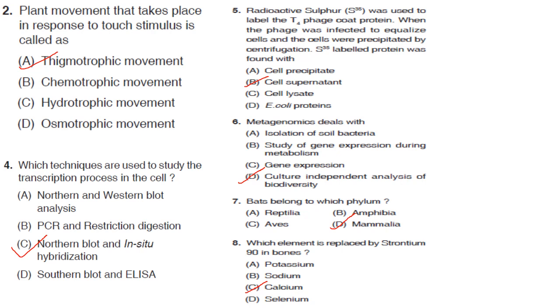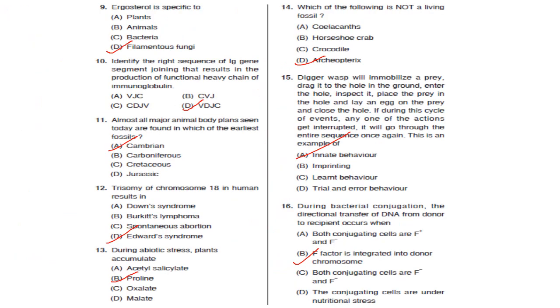Next one. Bats belong to phylum. They belong to phylum Mammalia. Answer is option D. Which element is replaced by strontium 90 in bones? Strontium 90 chemically resembles calcium and it gets assimilated in the bones and teeth and causes radiation injury by damaging the bone marrow and impairing the formation of new blood cells, and it can even lead to cancer. So calcium can be replaced with strontium 90 in the bones.